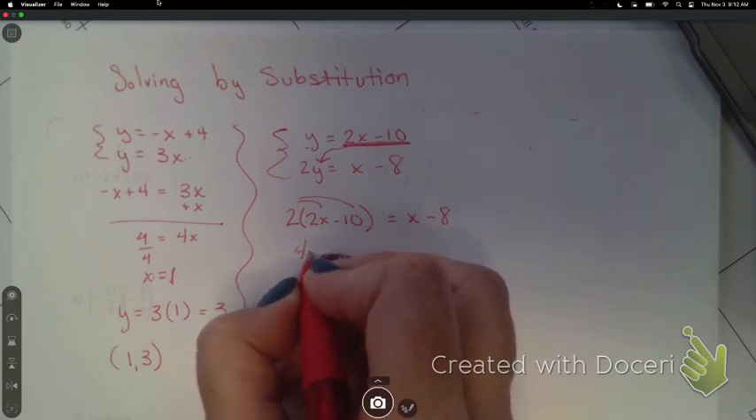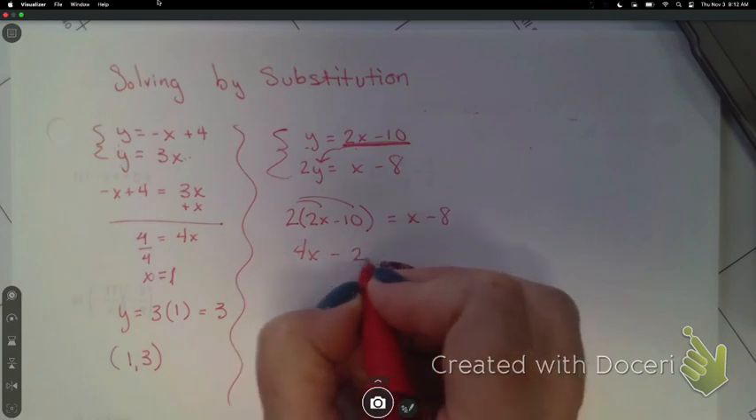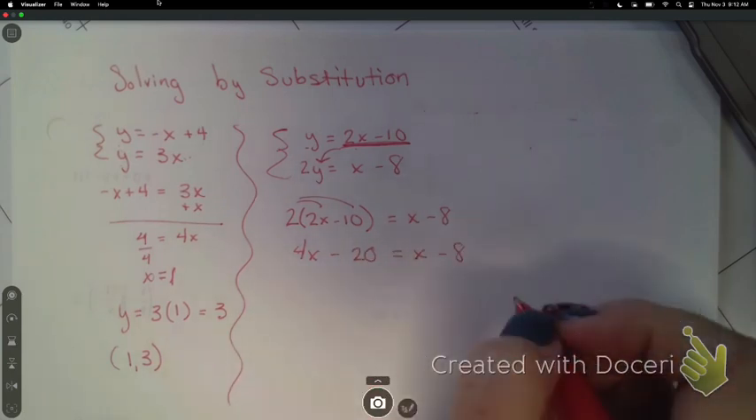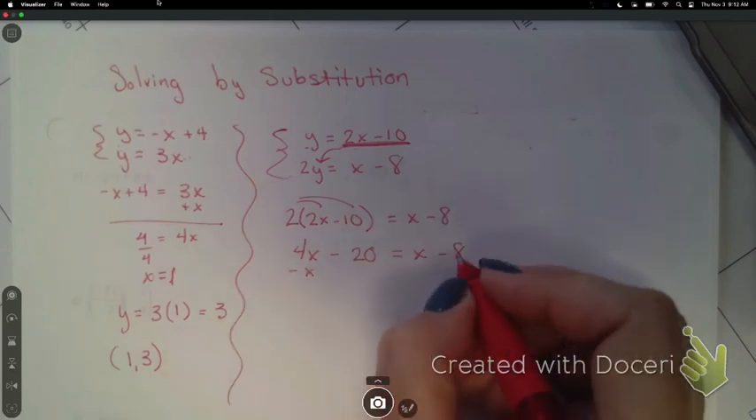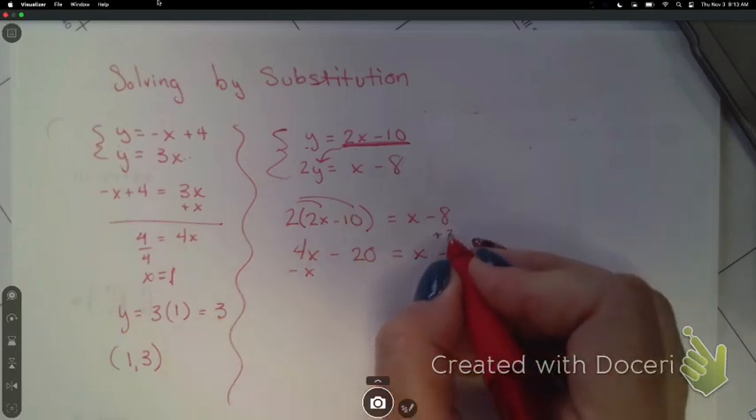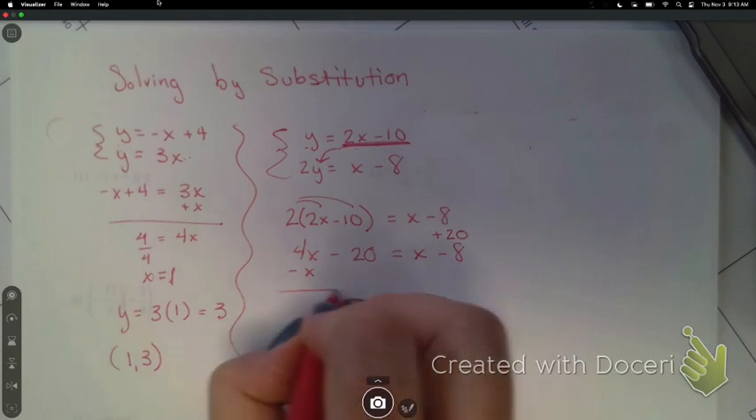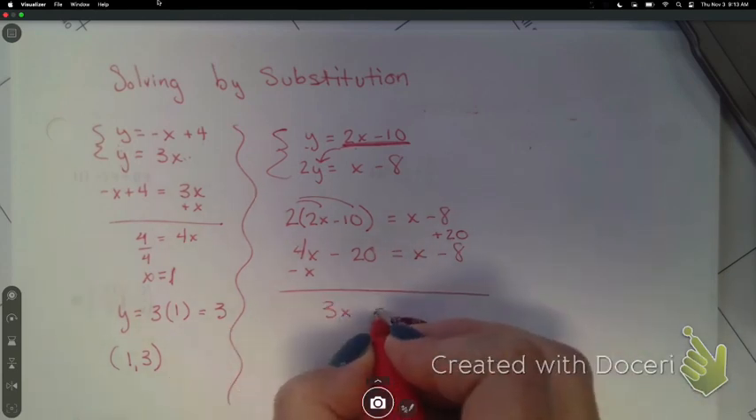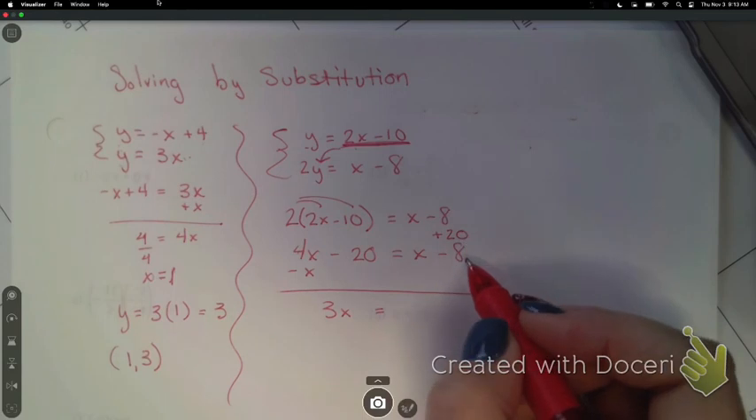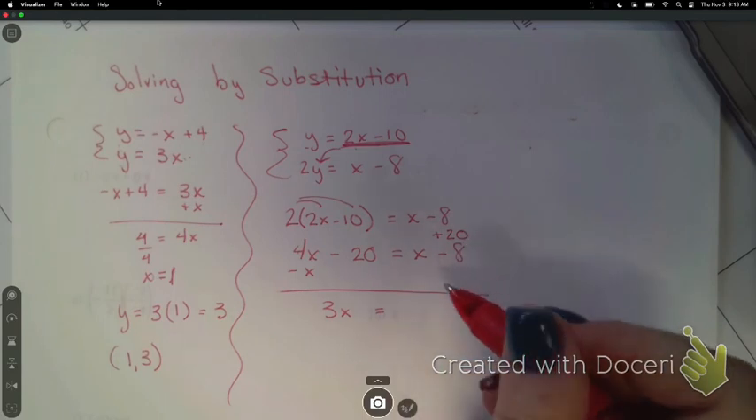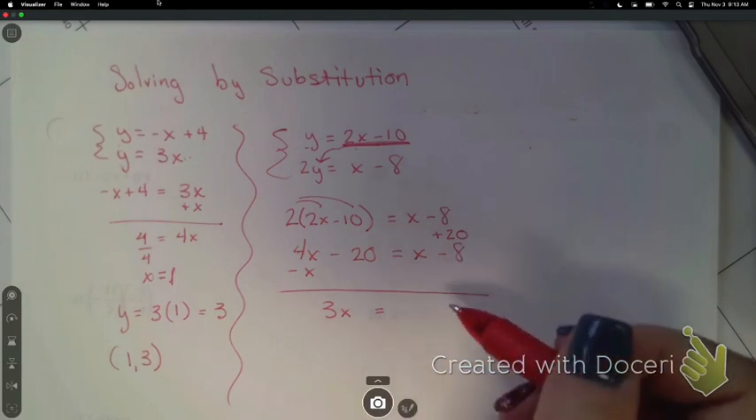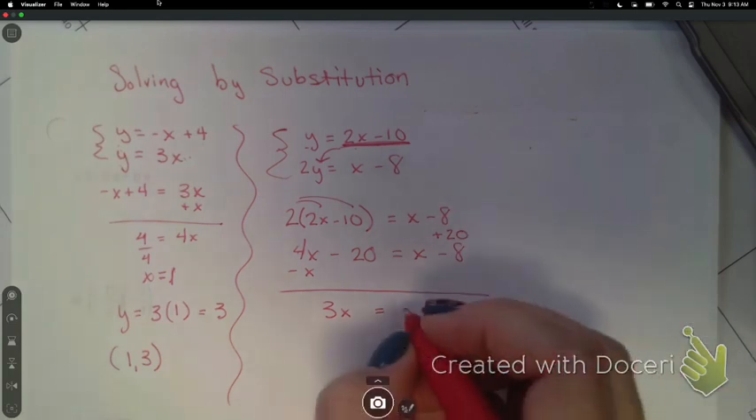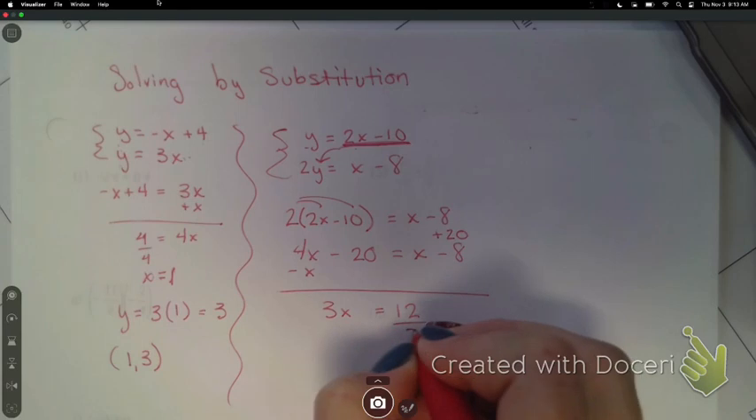So 4x minus 20 equals x minus 8. I'm subtracting x and adding 20. Do you see how I put my 20 above my 8? Does anybody know why I put my 20 above my 8 instead of below it? Because I'm subtracting and it's easier to subtract that way. So 3x equals 12, so x equals 4.